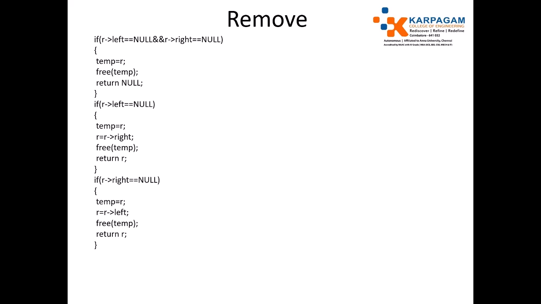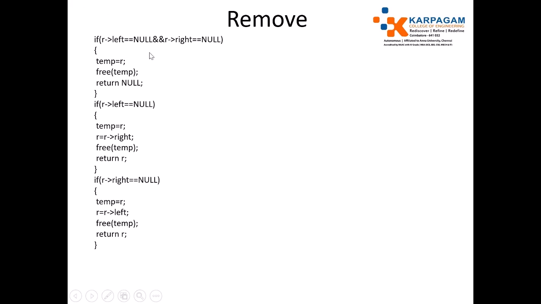Okay, there are 4 conditions I told, no? The element to be deleted may not have children, or it may have a left child or a right child. Sometimes it may have a left side only, sometimes a right side only, and sometimes it has both the children. So you need to check these things while deleting an element from the binary search tree.